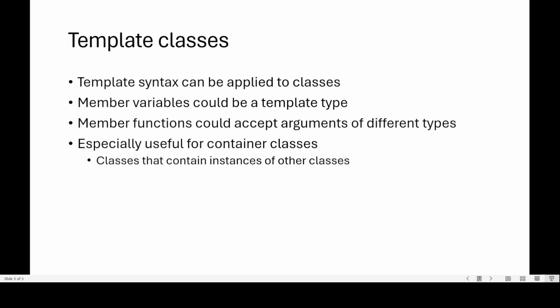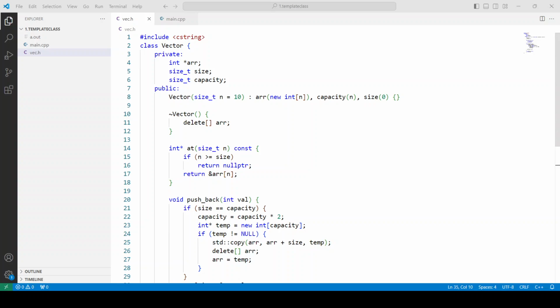And this is especially useful for something known as container classes. These are classes that can contain instances of other classes, like arrays or linked lists that hold instances of other types of data. So let's see an example of creating a template class.